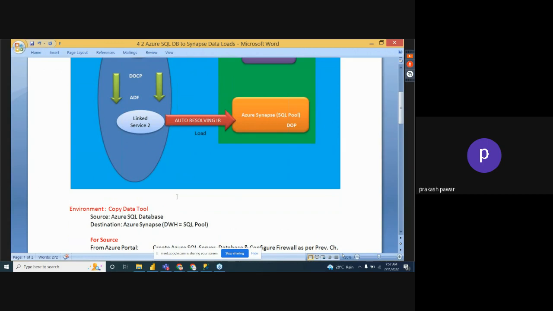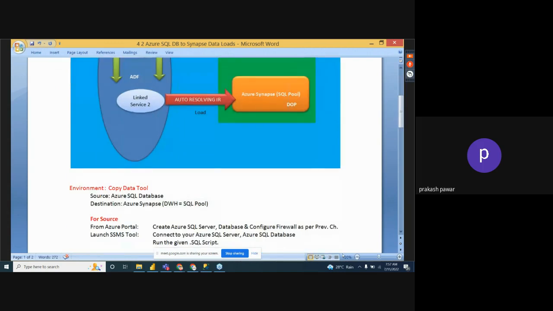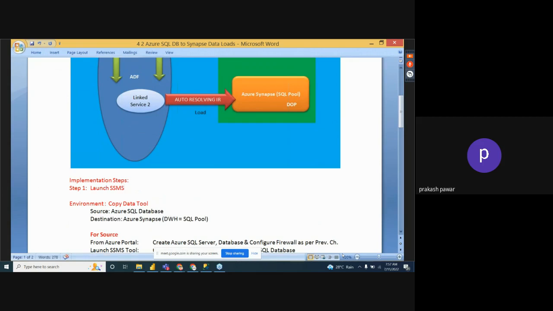See, let's continue. So here are the implementation requirements. Requirement ready, now implementation. I'll say step number 1. Launch SSMS. Just a continuity of the earlier class. Launch SSMS and connect your Azure SQL database and run the event.sql.